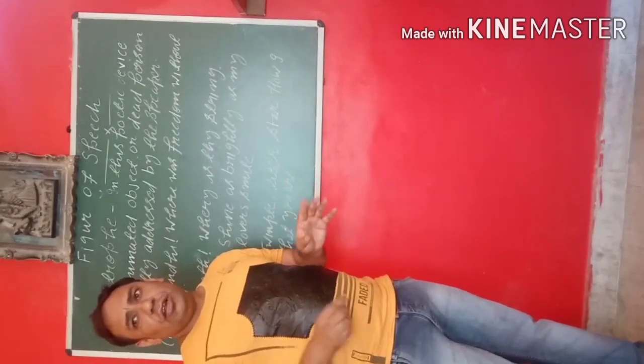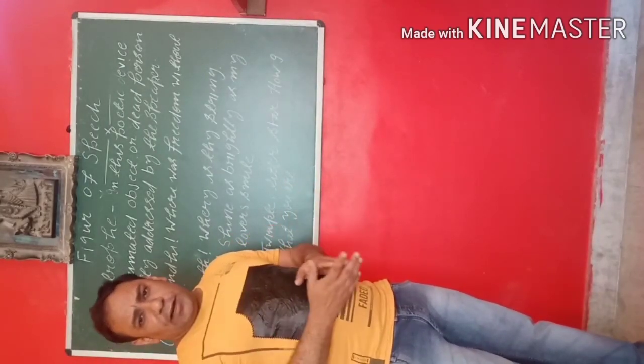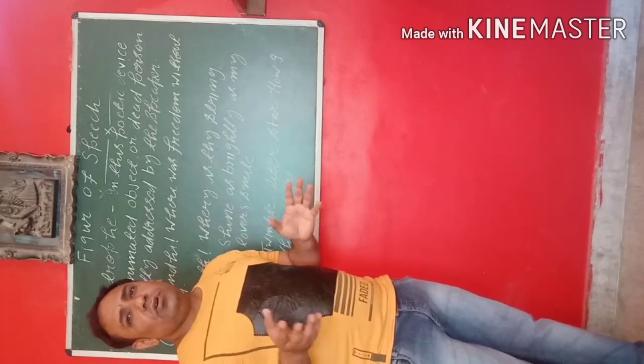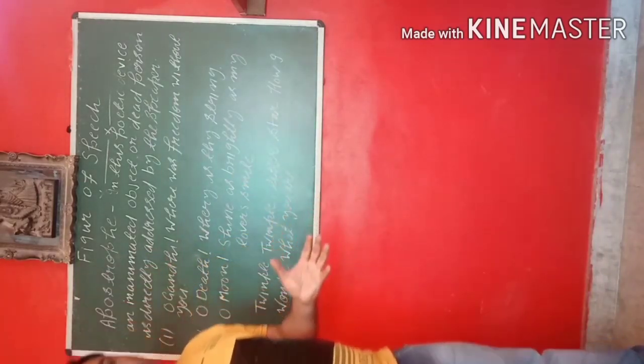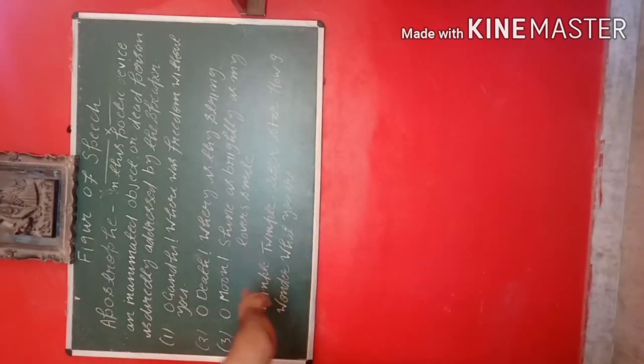No conversation. If I say love is blind, it is personification. But if I say, oh love, you are blind, this is what? Apostrophe. Let's see another example.